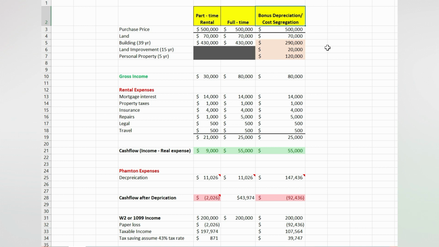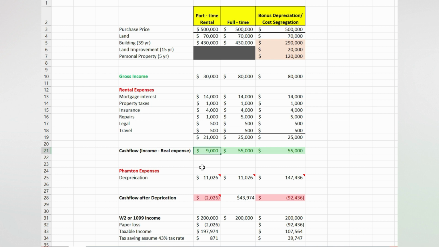So in our first example, the short-term rental investor has purchased a property and is renting it out part-time. So again, the purchase price is $500,000. We're going to remove the land from that property expense, and we're going to get our building cost, which is $430,000. Gross income for the year is $30,000. And then we have our rental expenses, which equals up to about $21,000. From there, we're able to calculate our cash flow, which is income minus rental expense, which will be $9,000.